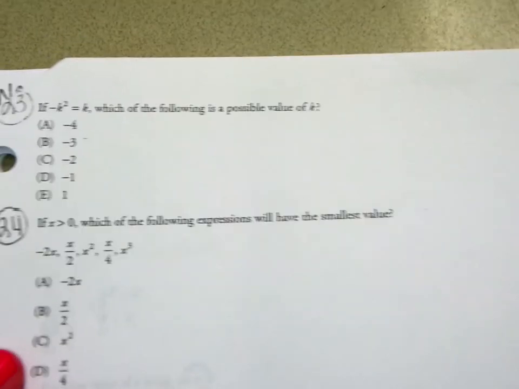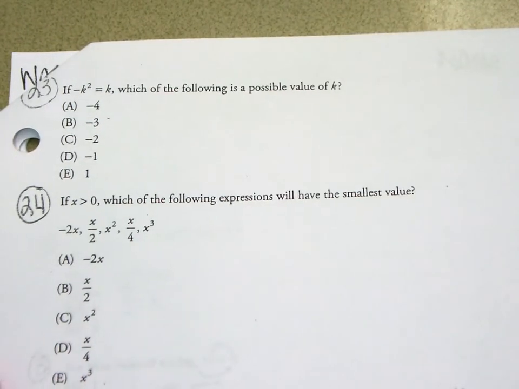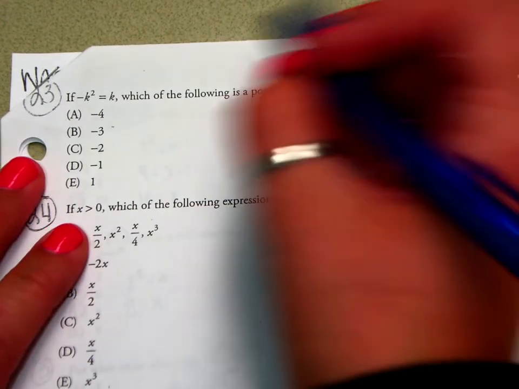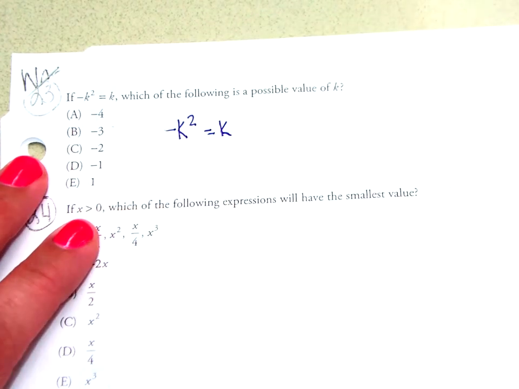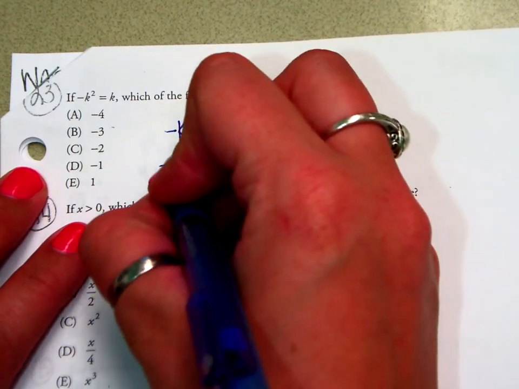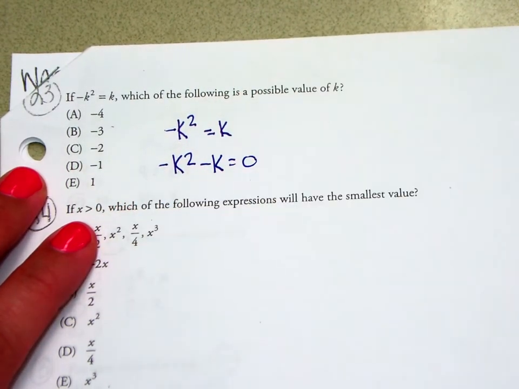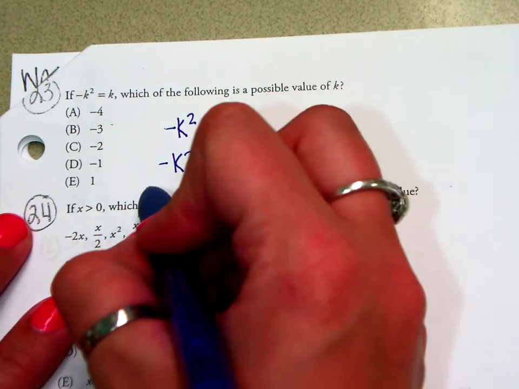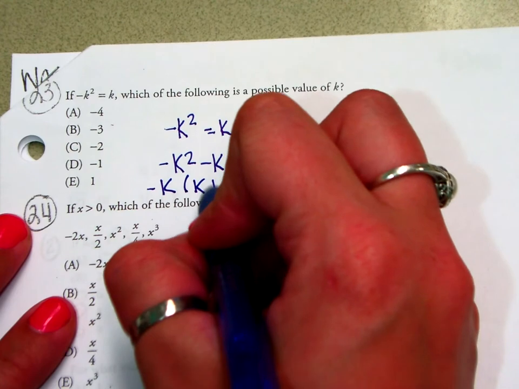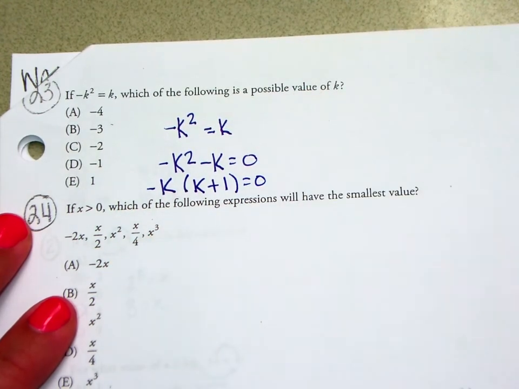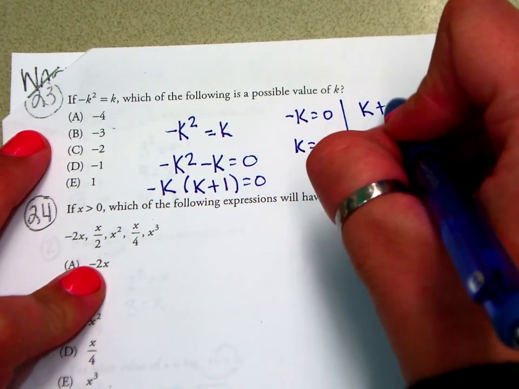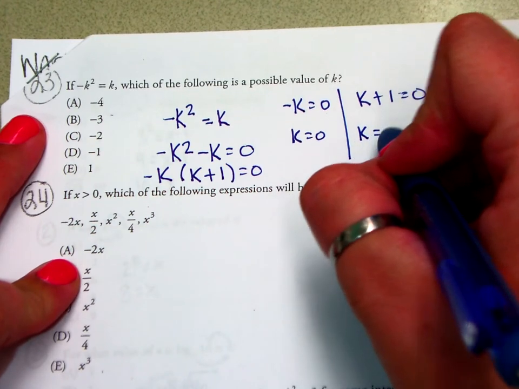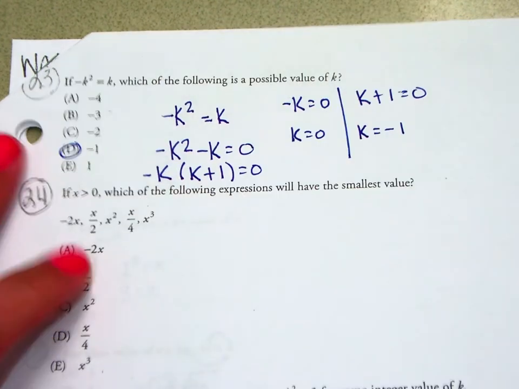Number 23. If negative k squared equals k, which of the following is a possible value of k? So negative k squared equals k. I'm going to go ahead and make that equal 0. So negative k squared minus k equals 0. So I will pull out a GCF of k, or negative k in this case, and I'll be left with k plus 1 equals 0. Well, negative k equals 0, so k is 0. k plus 1 also equals 0, so k equals negative 1. And that answer is D.